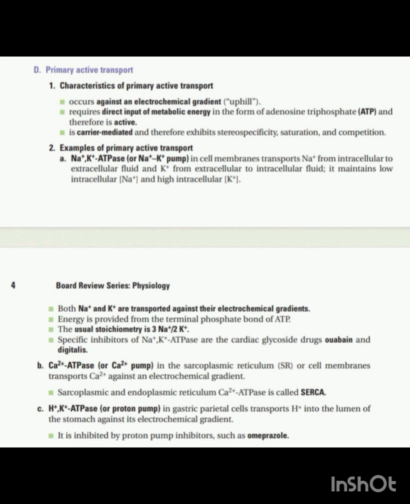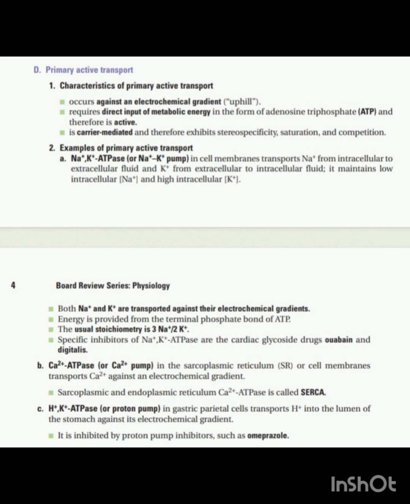Okay, so there is a little bit of difference between the primary and the secondary active transport. First we are discussing the primary active transport. In primary active transport, the energy is directly derived from the breakdown of adenosine triphosphate, ATP, or some other high energy phosphate compound. Examples include the sodium potassium ATPase pump and the calcium ATPase pump.